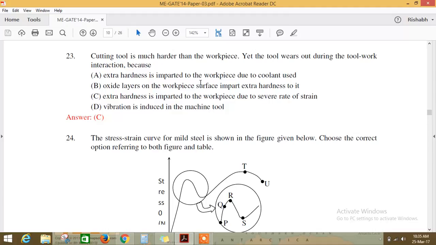It is because of the strain. So option C is correct: extra hardness is imparted to the workpiece due to the severe rate of strain. The strain rate is very high in machining during the tool-work interaction, and because of that the workpiece becomes more and more hard. So the answer is option C. Oxide layers on the workpiece surface impart extra hardness to it. This is not at all possible, because of an oxide layer the tool actually gets worn out.